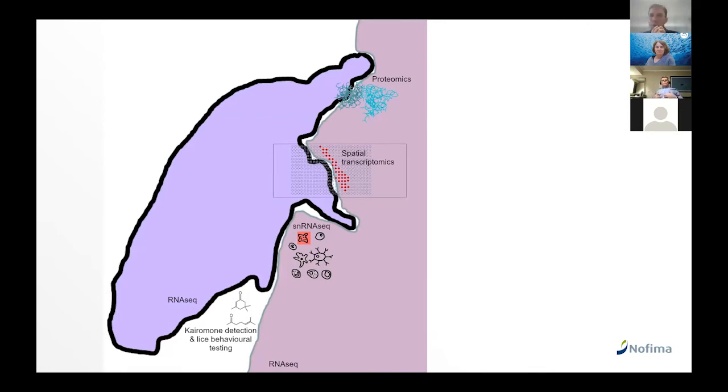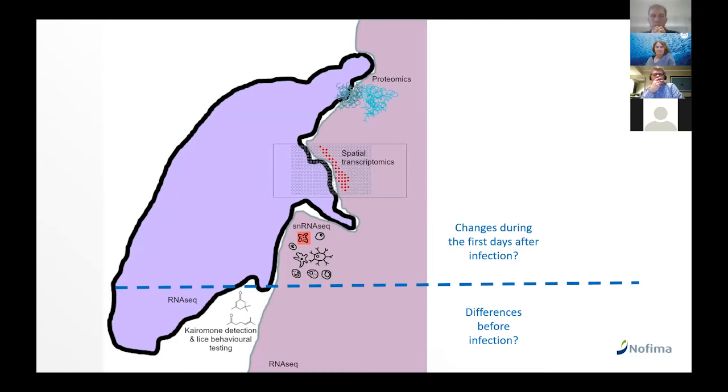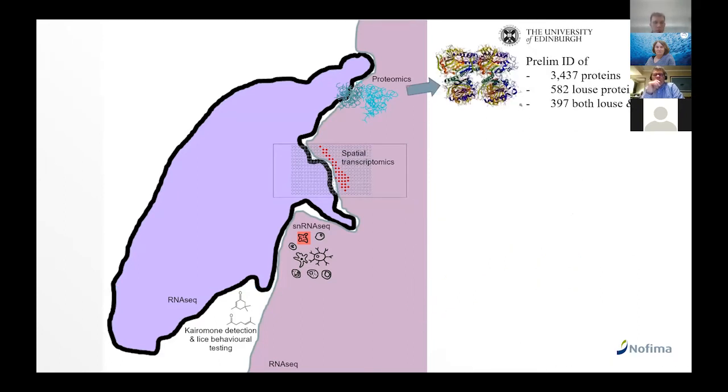We will investigate if there is change during the first days after infection, but also see if there are differences prior to infection, and then compare within and between species. The proteomic analysis is done to identify the potential immunomodulatory interactions between the lice and the host cells. So far, preliminary results on test samples show that we can identify a huge number of proteins belonging to either the lice or the fish, but also proteins that are shared by both.